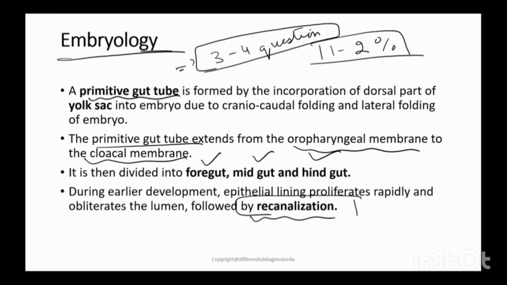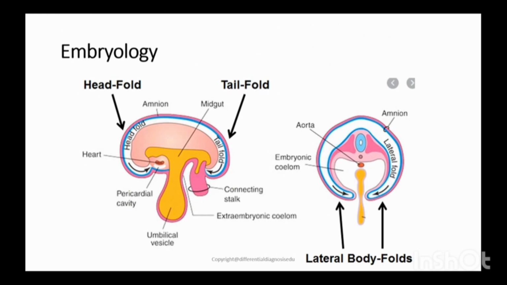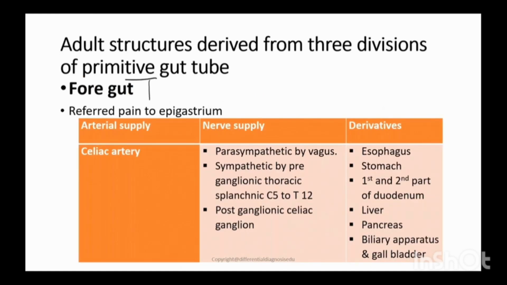The primitive gut tube is formed by craniocaudal folding. There's a head folding on this side, and then the yolk sac will move inward. There is a cranial end and a caudal end, and at the same time there will be lateral body folding too. It is formed by craniocaudal and lateral body folding. Now what is foregut?